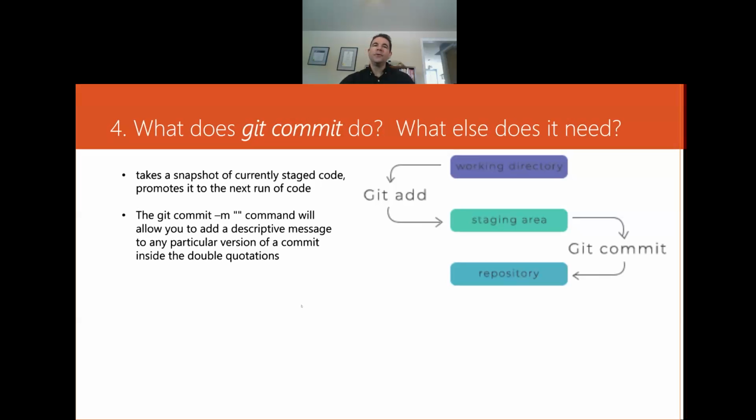Thanks, group 1. So here are group 2 slides. So commit is taking a snapshot. So after we have added changes to staging, commit, and our -m, this lets us put in a descriptive message so we can say, what did we do in this version? And this is really important.